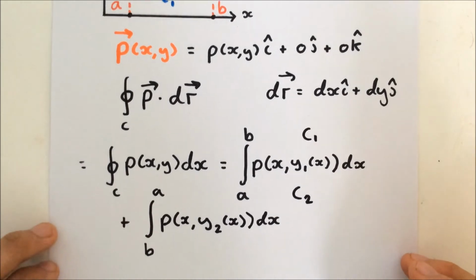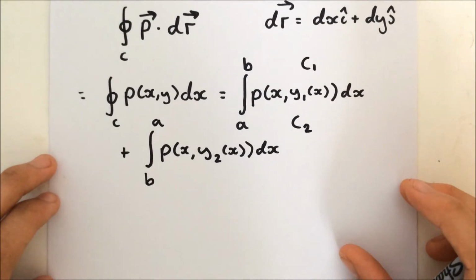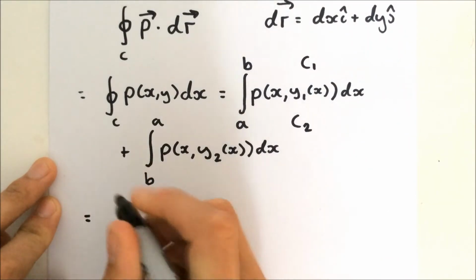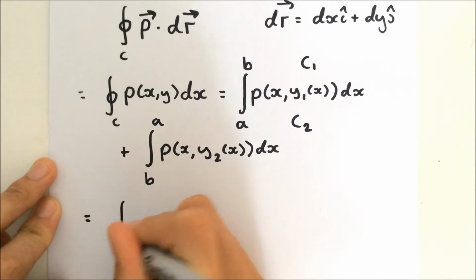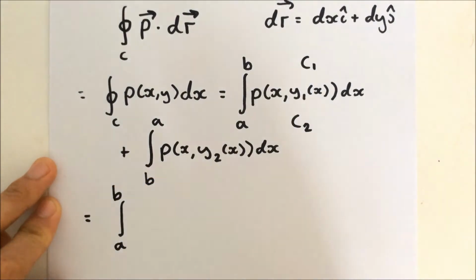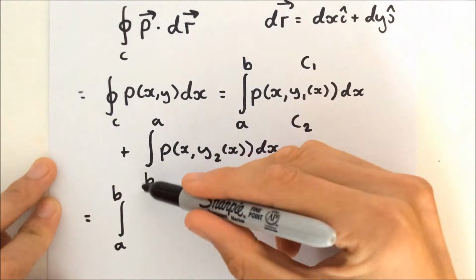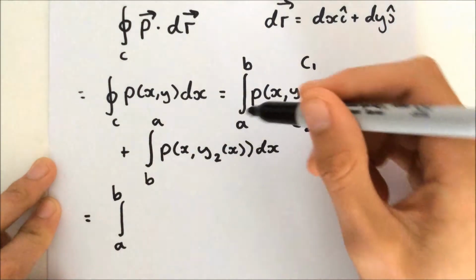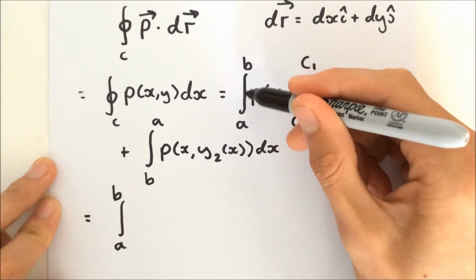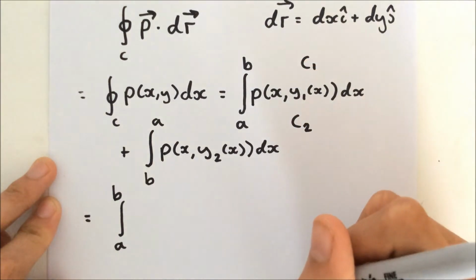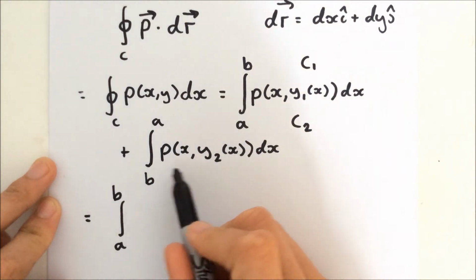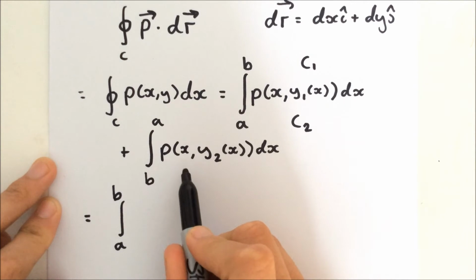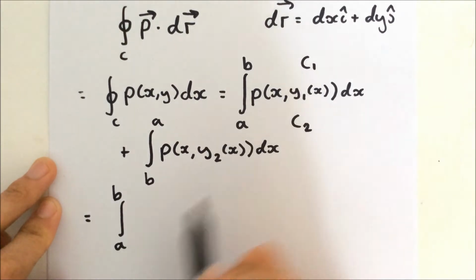Now we can actually join these integrals together and simplify even further. So this becomes the integral from A to B. Now look carefully, this is from A to B, that's from B to A. If we switch the limits of the integral, it becomes a minus. So we switch this integral so it becomes A to B, and that means we get a minus P(x, y2(x)) dx.